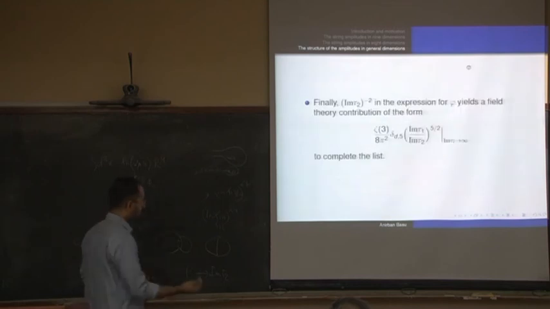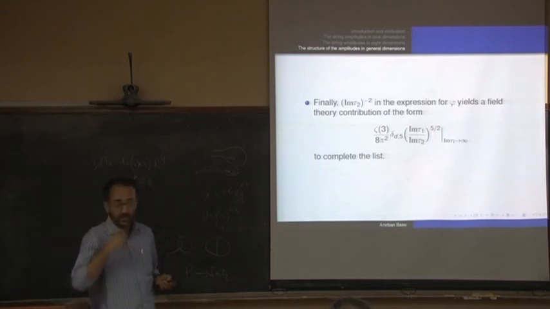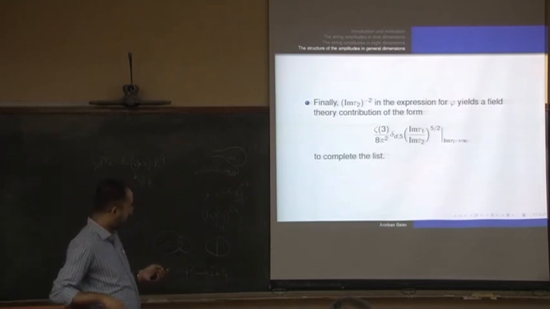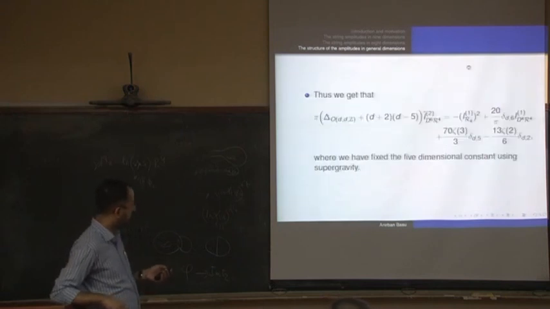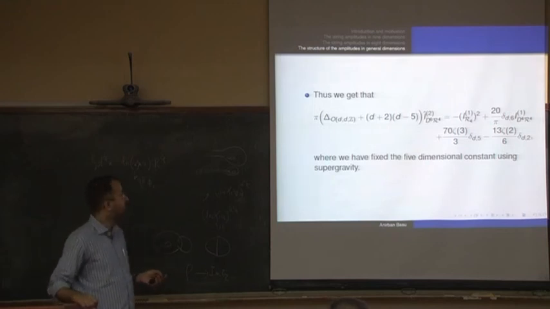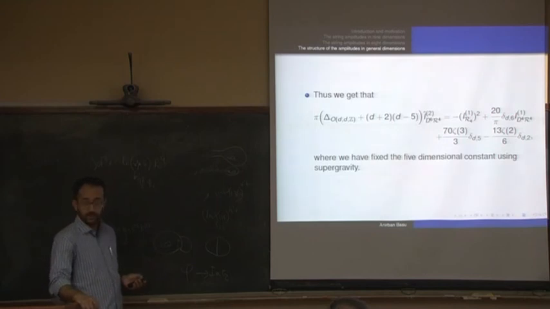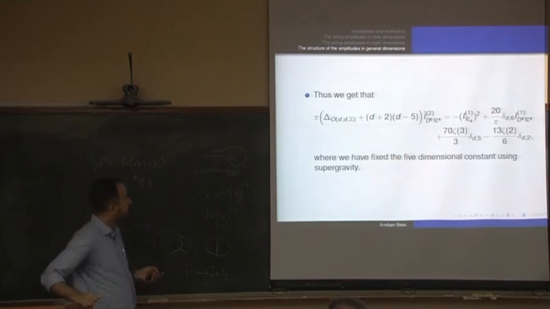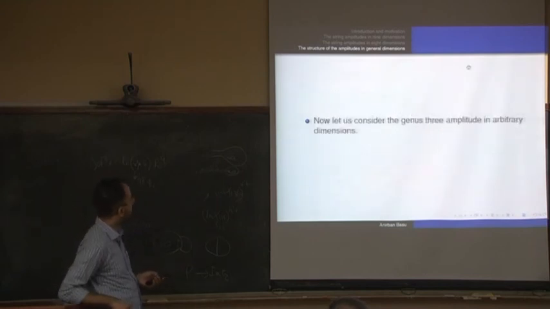So finally, let me do the last part. As you go lower in the order, this is the 1 by imaginary tau 2 square contribution, which again gives a field theory contribution. To complete the list, the coefficient can be fixed using perturbative supergravity. This is the complete answer for the genus 2 D to the 6 contribution, which is all the perturbative divergences.